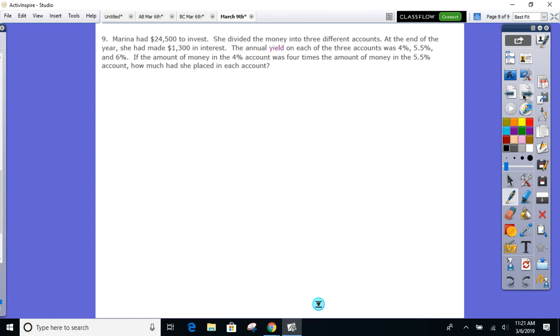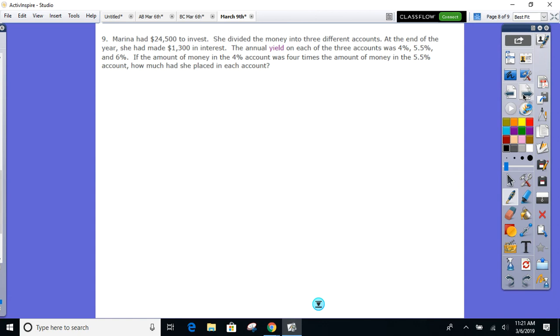Marina invested some money, quite a bit of money. She divides it into 3 accounts. And she made $1,300 on that interest. There's a 4%, a 5.5%, and a 6%. Money in the 4% was 4 times that. How much had she placed in each account?